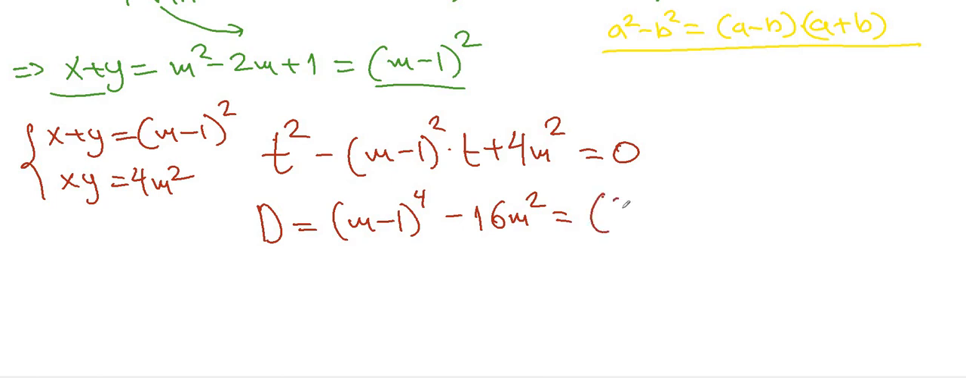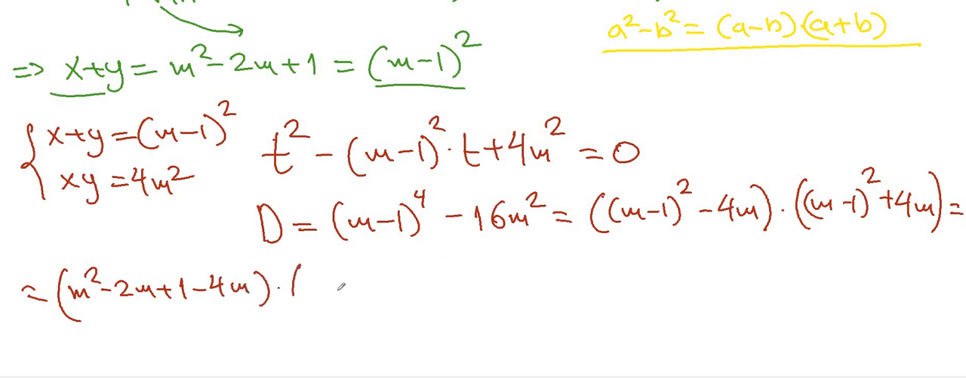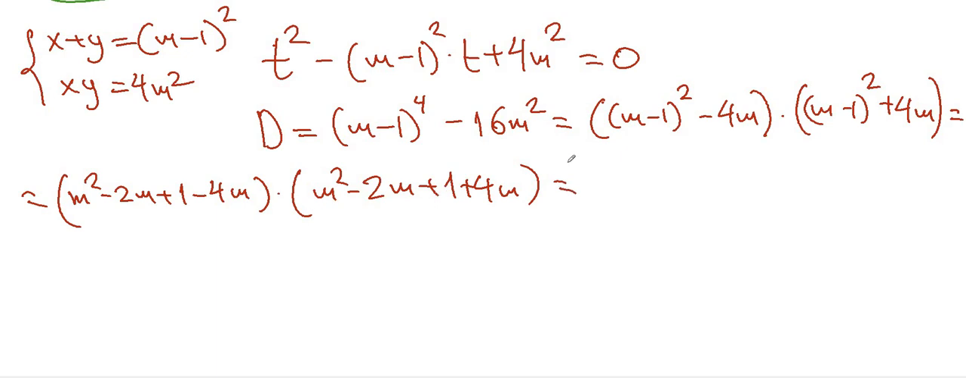So therefore (m − 1)² − 4m times (m − 1)² + 4m. And this one gives us, from the first bracket, let me square: m² − 2m + 1 − 4m, times, from the second bracket, m² − 2m + 1 + 4m. And let me again rearrange both brackets.